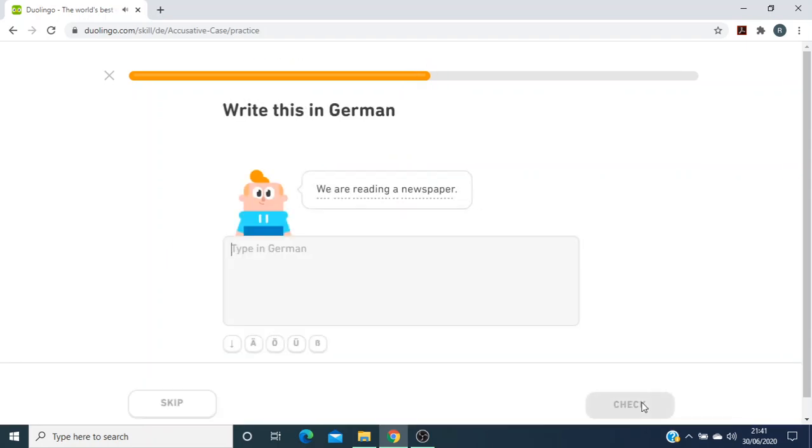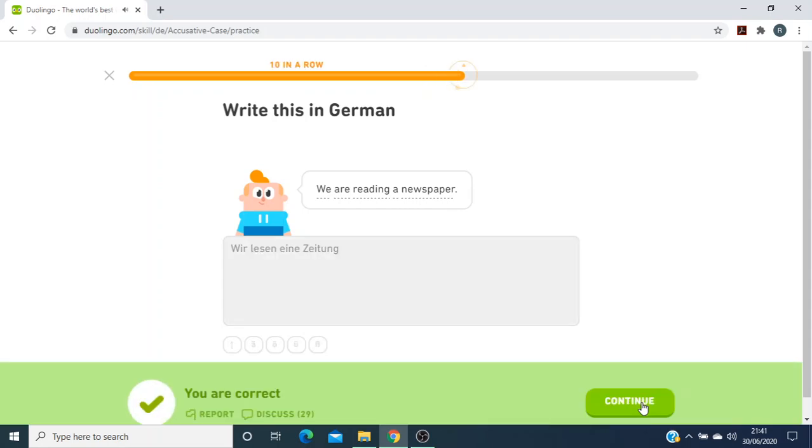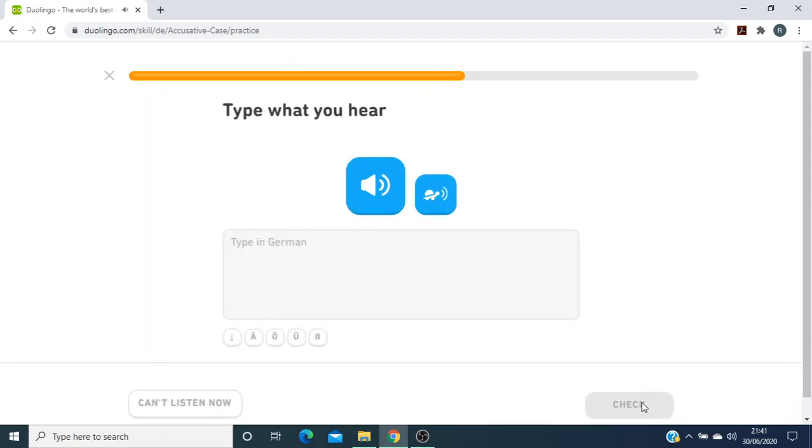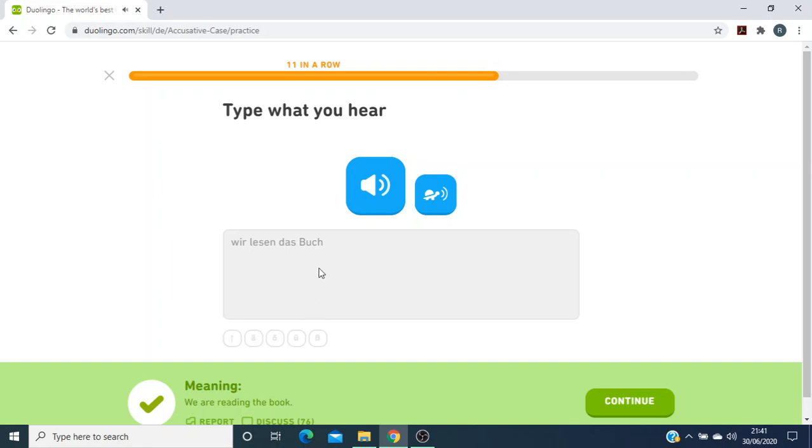We are reading a newspaper. Wir lesen eine Zeitung. Wir lesen das Buch. Just a reminder that all nouns are capitalized in German, which, trust me, when you're starting out in German, will take a lot of practice.